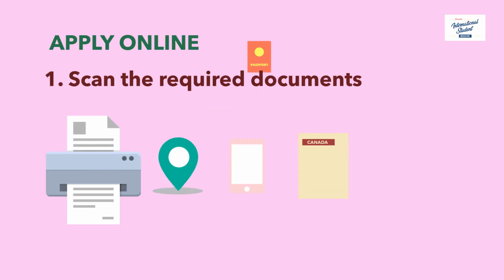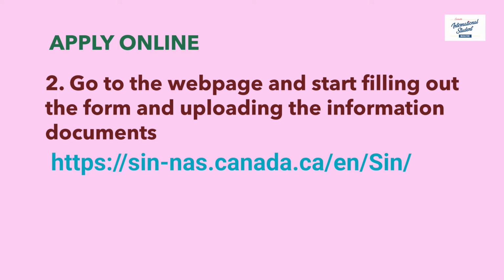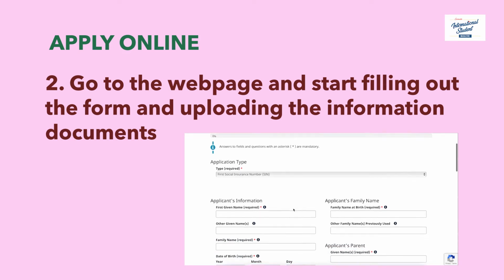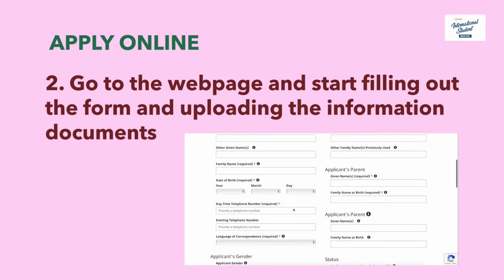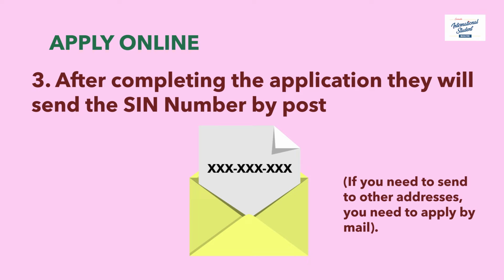Applying online. Number 1. Scan the required documents. Number 2. Go to sin-nas.canada.ca/en/sin, fill out the form, and upload the documents required. After completing the application, they will send the SIN by post to the address you have provided as your residence in Canada. If you need to send it to another address, you will need to apply by mail.